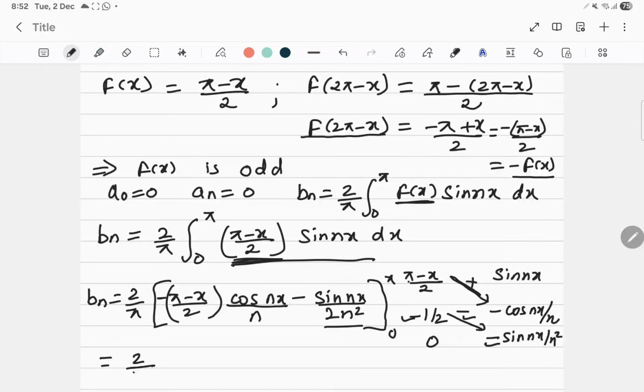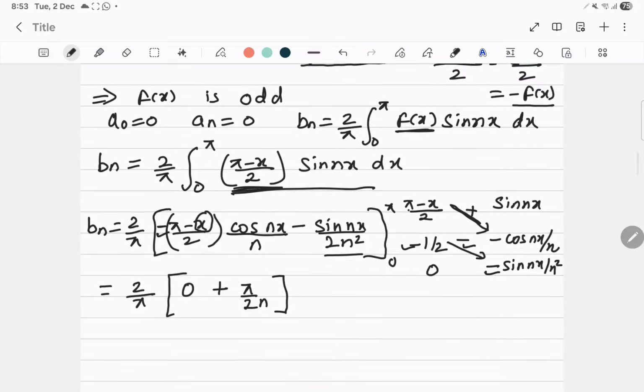So now this is equal to 2 by pi. Okay, apply the limit. If you put pi, pi minus pi is 0, so this will become 0. Now minus the lower limit, so I'll put 0, but this minus and this minus will become plus. Now when I'm putting 0, I'm getting pi by 2 cos 0 by n. What is cos 0? Cos 0 is 1. So 2n I got. Right? So now pi and pi cancel, 2 and 2 cancel. So I got only 1 by n, which is my value of bn. Okay.